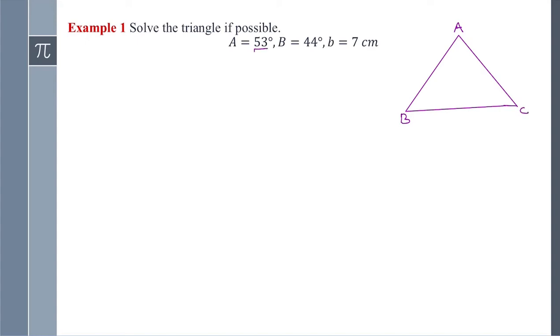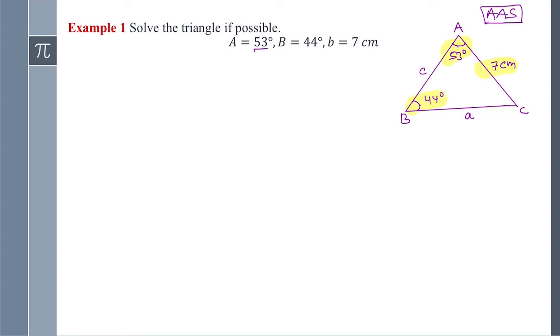Angle A is given, which is 53 degrees, and angle B is given, which is 44 degrees, and side b is given, which is 7 centimeters. We don't know a and we don't know c, so we'll just write lowercase a and lowercase c. Now, if you look over here, this is angle side. So we are given this angle, so it is angle side.